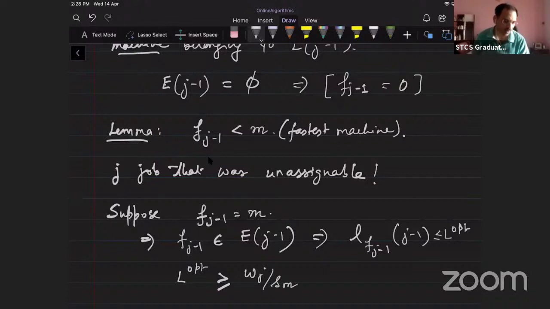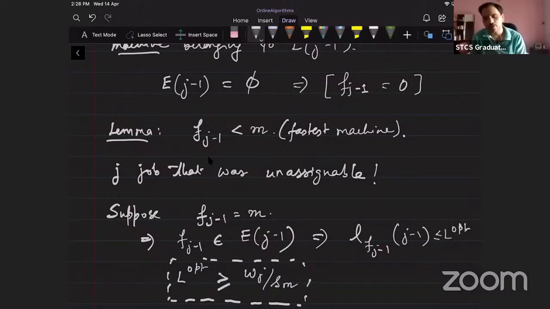And LOPT is the max over all machines. So LOPT has to be greater than or equal to WJ by SM. Is this point clear to everybody? This is important. This will show up everywhere. Look at any one particular job and look at its load on the fastest machine. LOPT is always larger than this quantity.